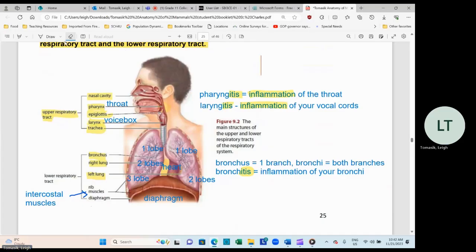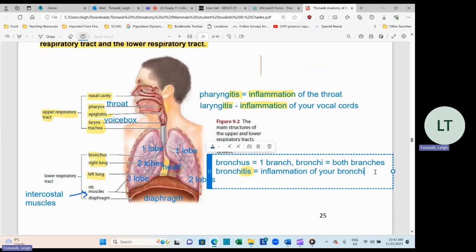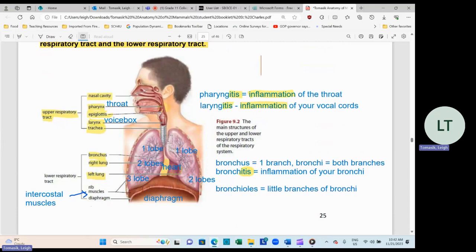One more thing I want to talk about with bronchi are bronchioles. Bronchioles are little branches of bronchi. So you'll notice that you can see the trachea comes down and it makes two big branches, but then you can see each big branch branches off into little branches. So bronchioles, right, just means little bronchi.